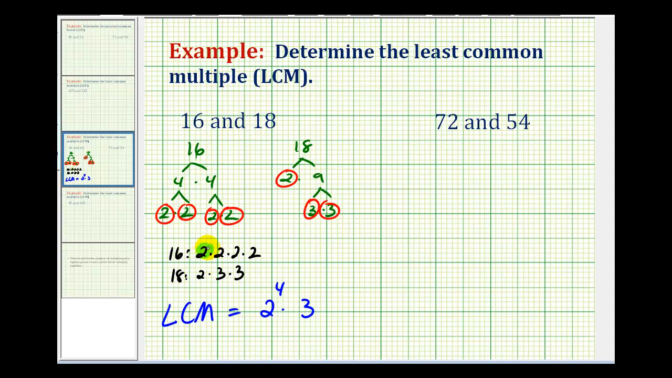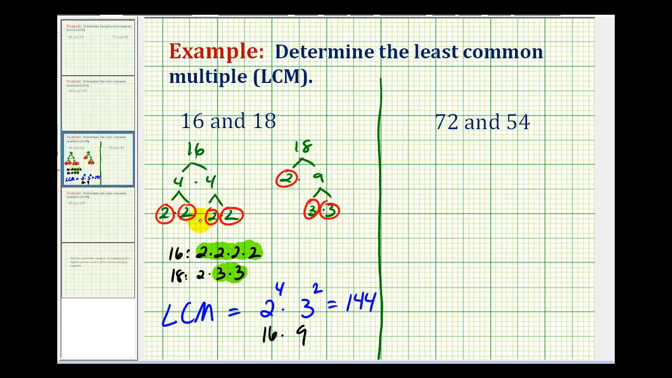Let's go ahead and highlight those. And then notice that 3 occurs 0 times in 16, but twice in 18. So we must have 2 factors of 3 in the LCM, or 3 to the 2nd power. This product will be the LCM of 16 and 18. 2 to the 4th is 16, 3 to the 2nd is 9, so the LCM of 16 and 18 is 144. Now let's go ahead and try the same for 72 and 54.